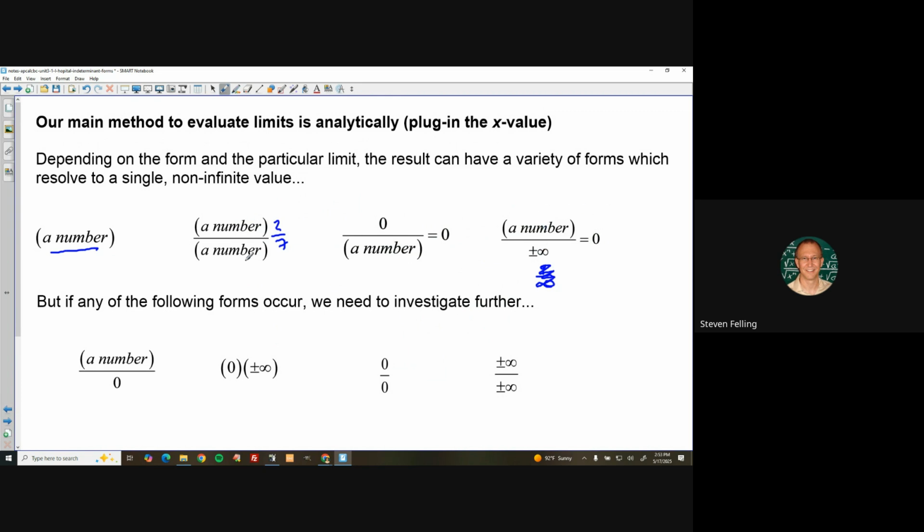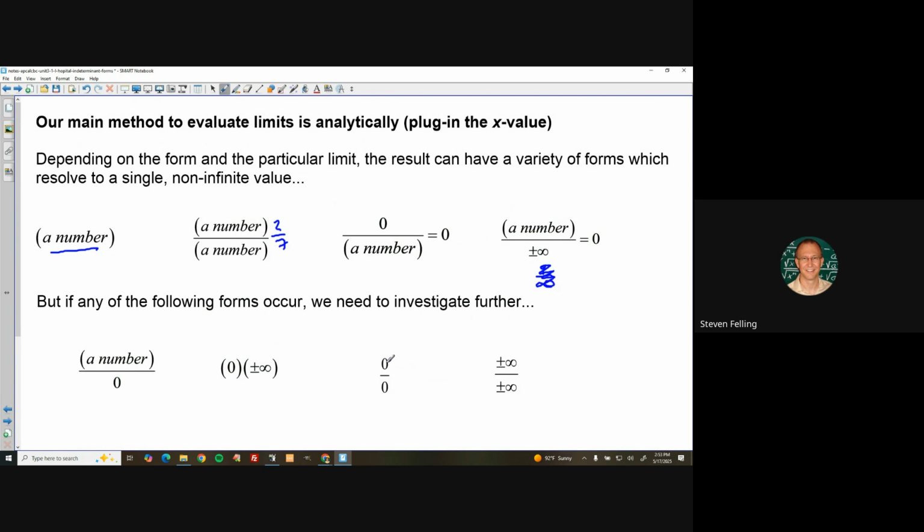But if you have any of the following situations, then we have to investigate further. If we have a number divided by something getting close to 0, when we plug in the number, we get a 0 in the denominator along with the number. That's potentially an issue. If you ever have a 0 times an infinity, that could be an issue, because we're not sure. What's happening is this part of the expression is trying to go to 0, and this part is going to infinity, and they're multiplied. This one is trying to make it a 0, that one is trying to make it an infinity, and they're fighting it out for control.